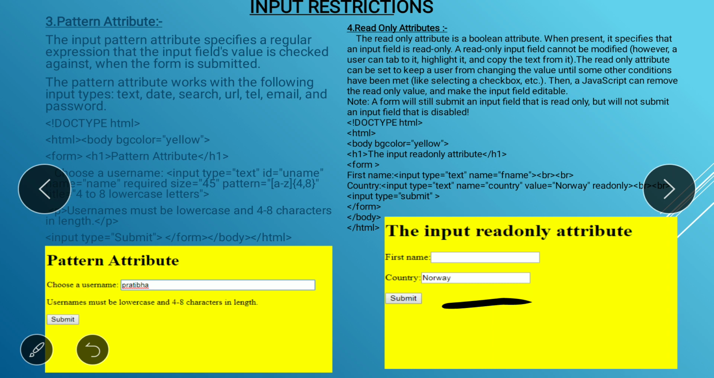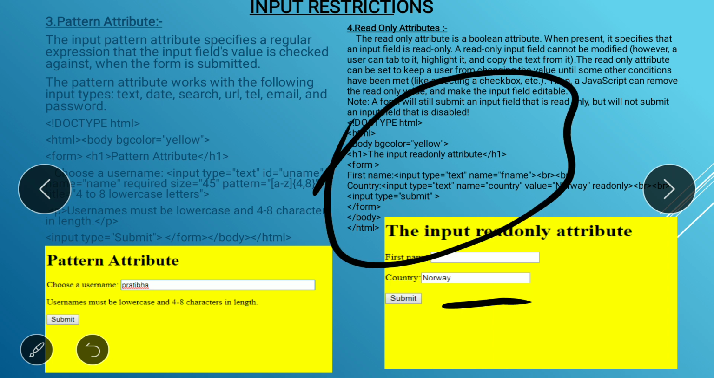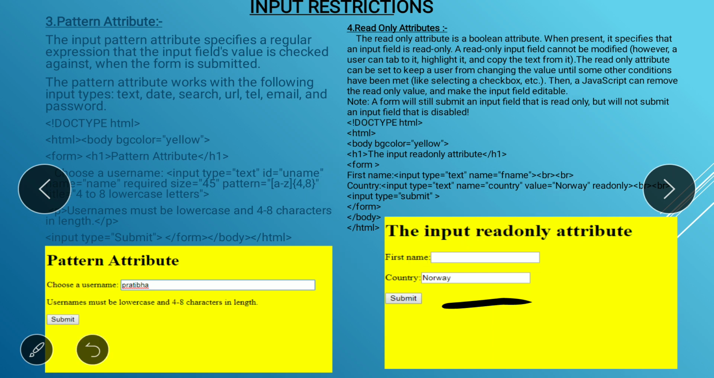Note, a form will still submit an input field that is read only. Meaning in disabled, the form should not submit the data of that control, but in read only, the form will submit the input field. That is the difference between disabled and read only. This is one program where I take one text box for first name, one text box for country, and in the country text box I just write read only, nothing else.